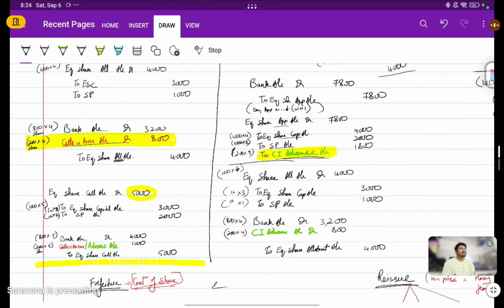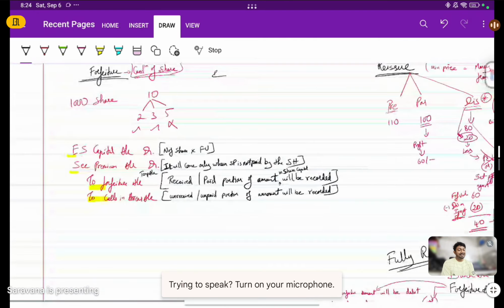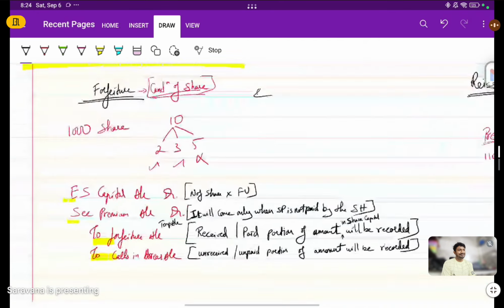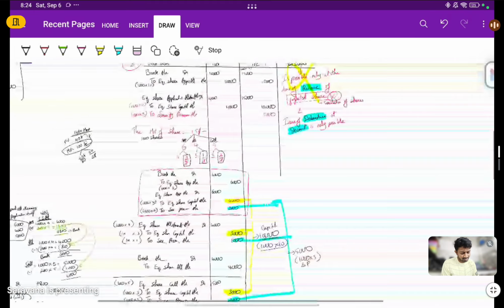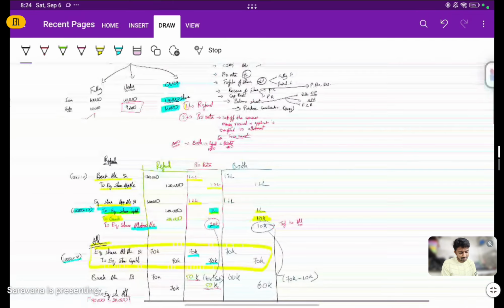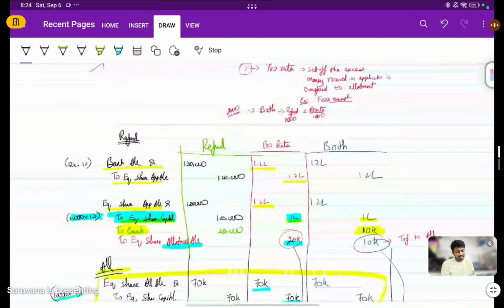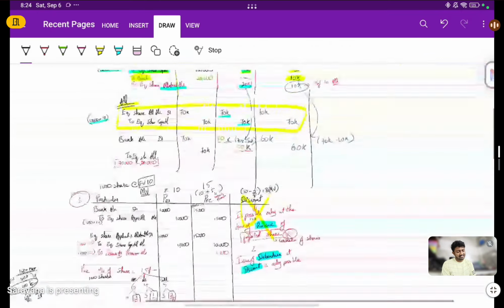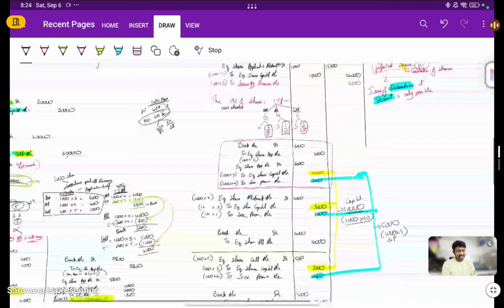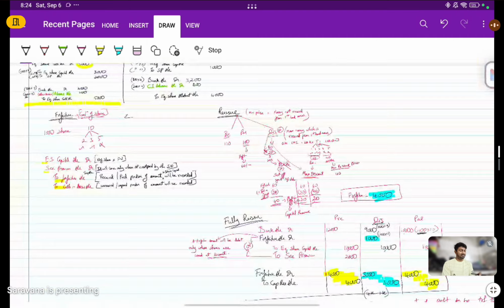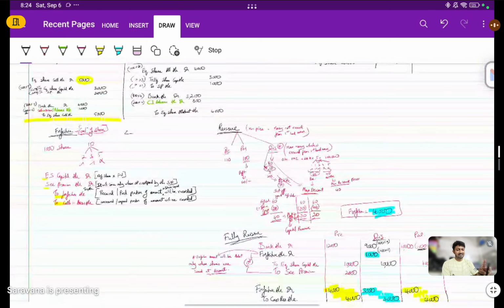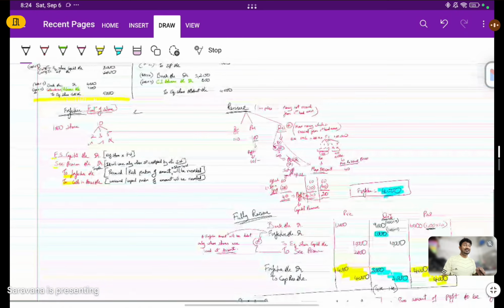Are you clear? And finally we are entering into the forfeiture concept. We saw refund and pro rata. Okay, done. And today we discussed forfeiture and reissue.